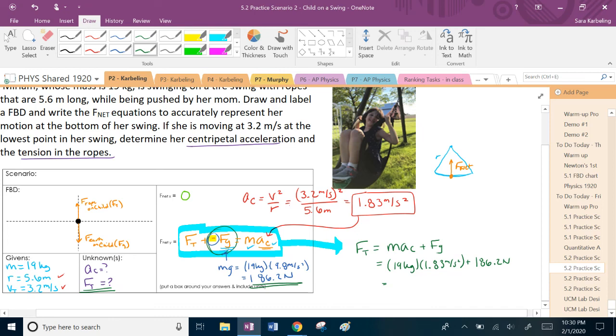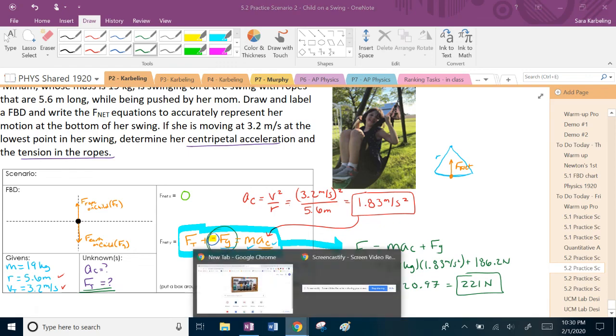I can plug all of that in. Again, you should too. Everybody's doing physics together, okay? Add the 186.2, and I get something like 220.97. That's a lot of sig figs, so I'm going to go ahead and write 220. That seems a little more reasonable. Okay, hopefully that made sense. As always, ask questions if you've got them.